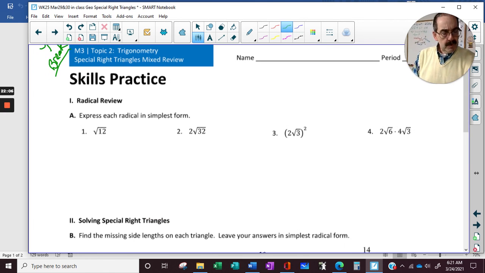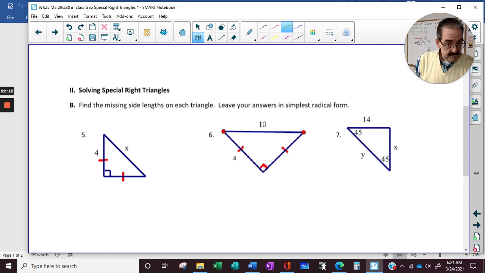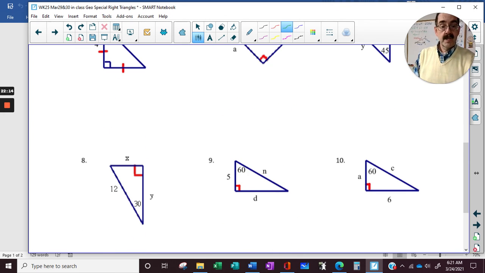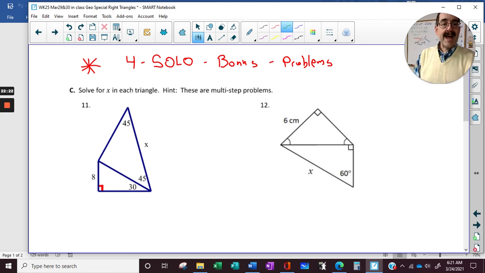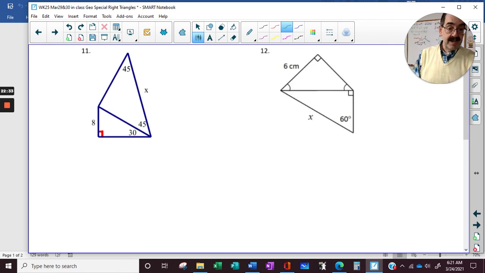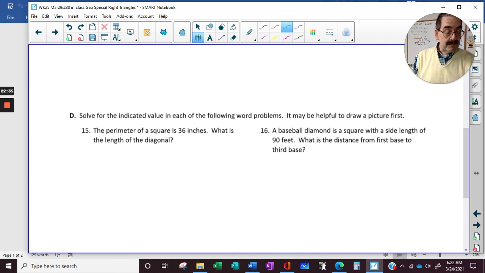So, what did we learn? Skill Builder Week. Okay? Simplify radicals. Special right triangles. That's your solo activity. For those of you that are getting a kick out of this and enjoying yourself, we did add some bonus problems. What happens if we put a 30-60-90 with a 45-45-90? And then a couple of word problems.